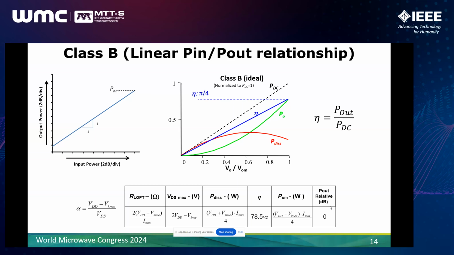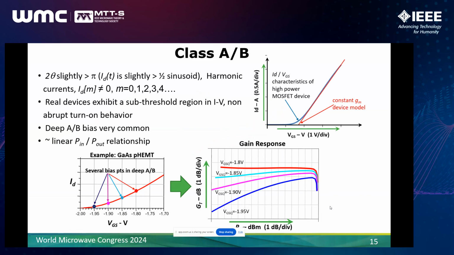So neglecting knee voltage, the maximum efficiency goes to pi over 4, or about 78%. The dissipated power is shown in red, and it peaks and then decreases as we drive the device under full operation. And then down below in a table, I list a few equations, some values, and also show the term alpha, which accounts for the knee voltage. Okay, so Class B is somewhat idealized. In most useful PAs, we operate them in Class AB and fairly deep AB.